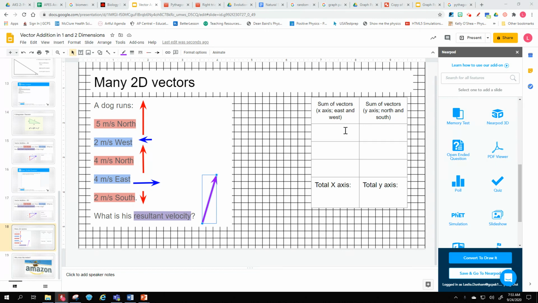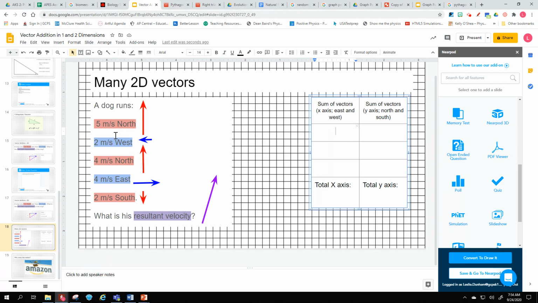So I'm going to start by coming over here to our table, and we're going to look at all of our different vector directions that we were given here, and try to put them into the table, remembering our plus and minus: we'll say that north is positive and south is negative, and west is negative and east is positive. Okay, so 5 meters per second north. Since that's north, that would be a positive direction. So in my y-axis table, I'm going to put a plus 5.